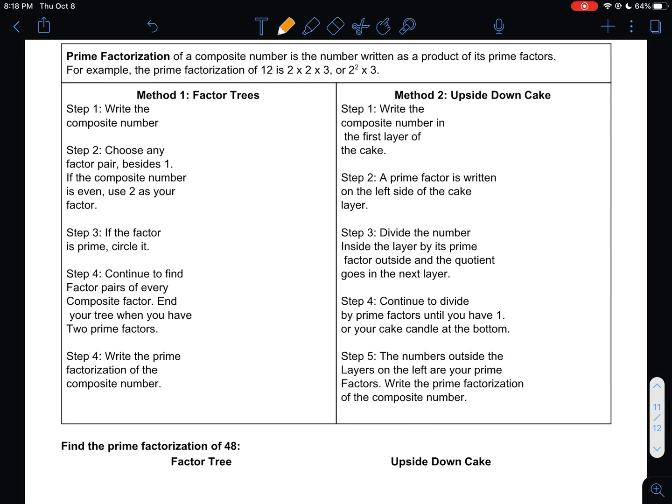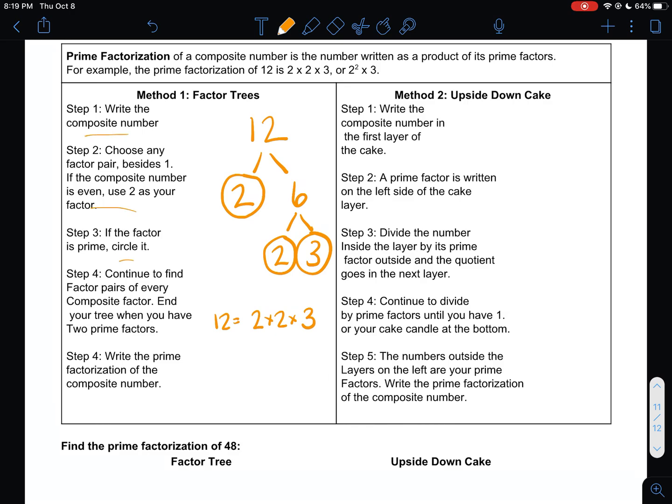So 12 using the factor trees. Always start with the number at the top, and then you're going to break it down into a factor pair with a prime number. So I know that 2 times 6 gets me 12. 2 is prime, so I circle it. And then 6 breaks down to 2 times 3, which both of those are prime, so I circle them. And so the prime factorization of 12 is 2 times 2 times 3. Okay? And all of the steps are written out for you here. If you forget what to do, just go look at it and try to figure it out.